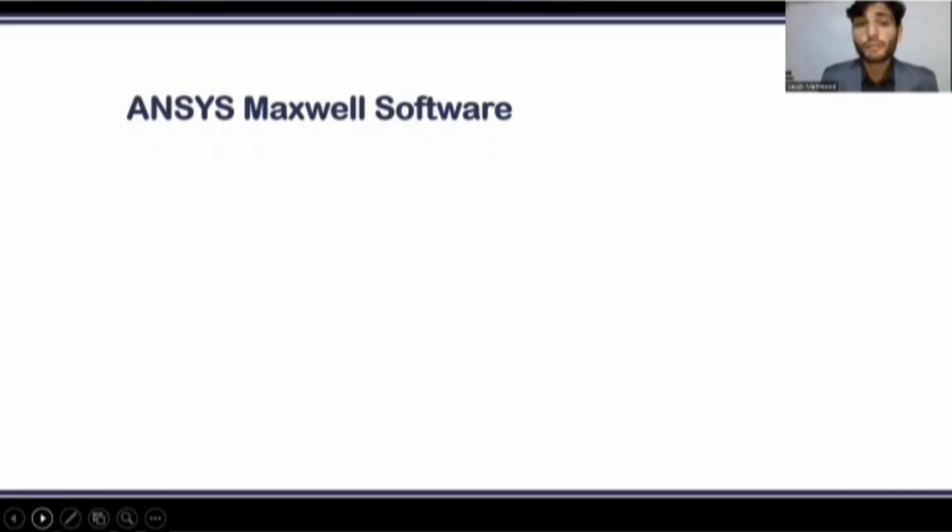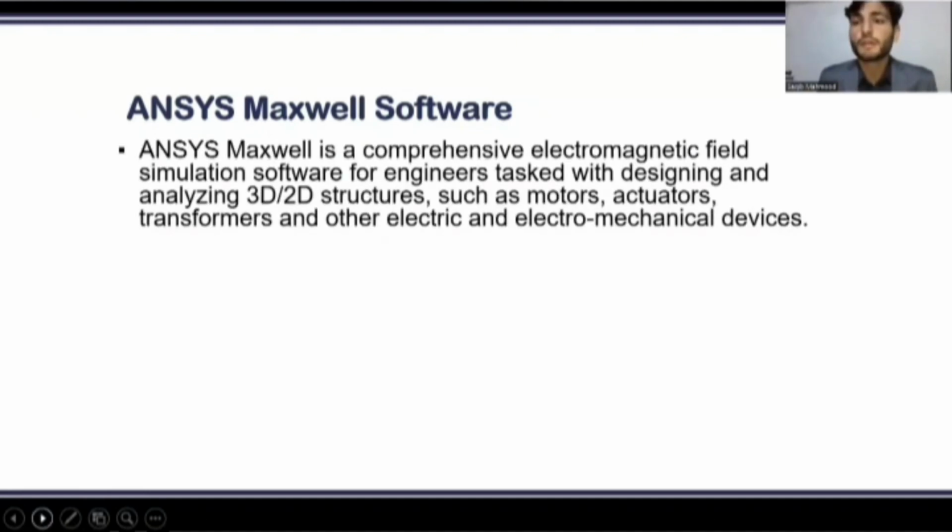About the software, ANSYS Maxwell: there are many software packages for electric machine design in the industry, but our supervisor recommended us to use ANSYS Maxwell. Another reason is that it is very friendly to use. And the third reason is that designs from other software can be imported and simulated for the output parameters under consideration. So ANSYS Maxwell is used for the simulation of electrical machines and many other applications.